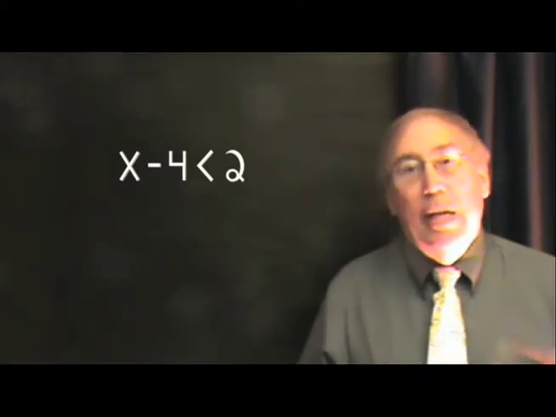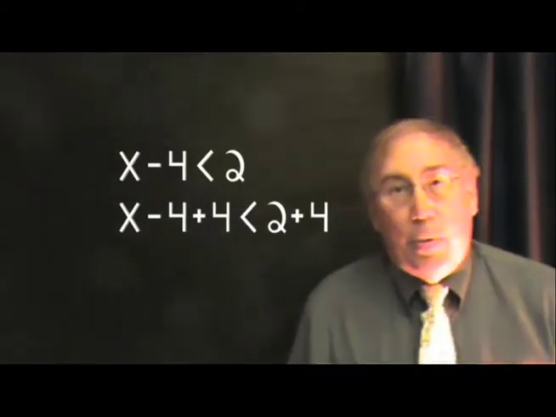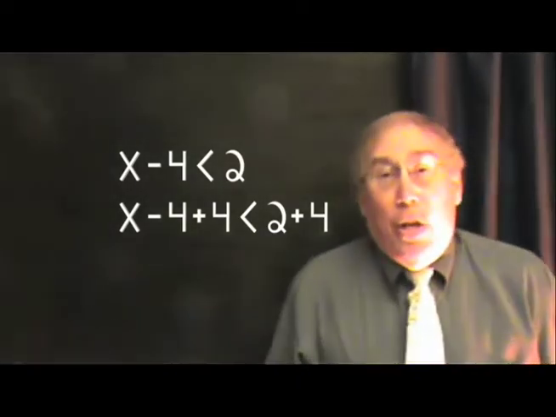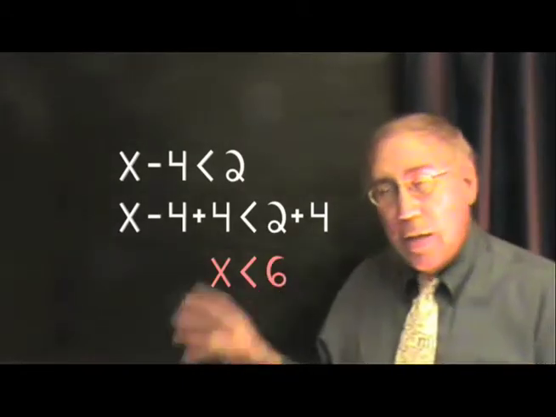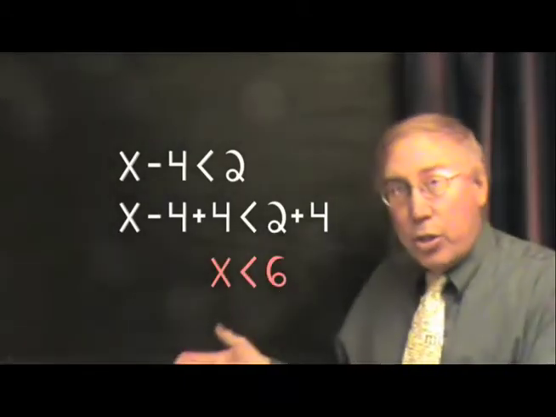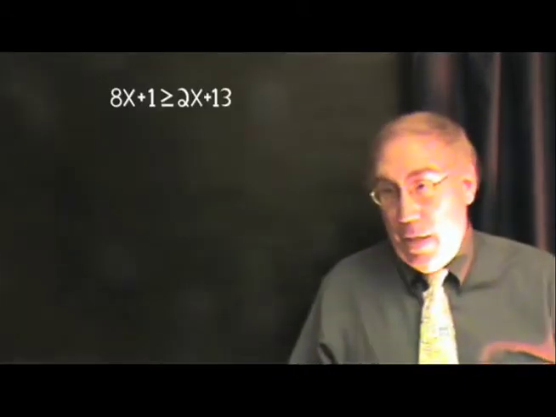x minus 4 is less than 2. Start out working it like a regular equation. We're going to add 4 to both sides. So we'll have x on the left-hand side and 6 on the right-hand side. x is less than 6. This is our solution set that makes the inequality true.